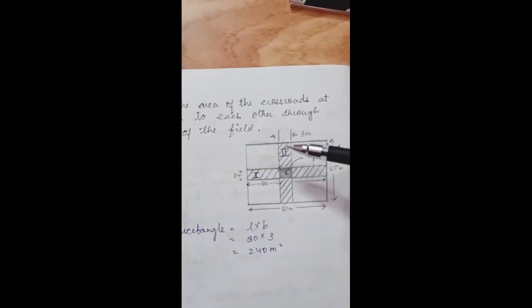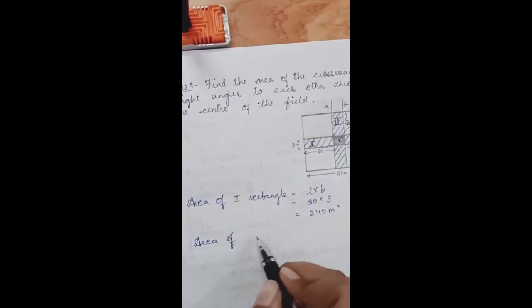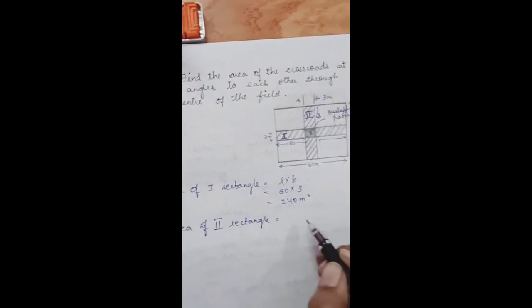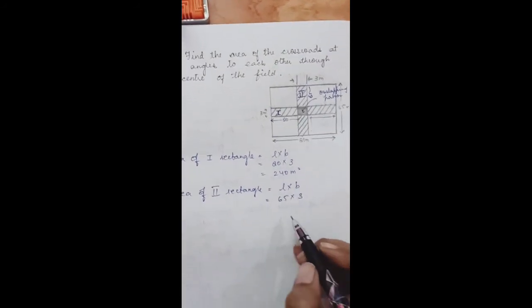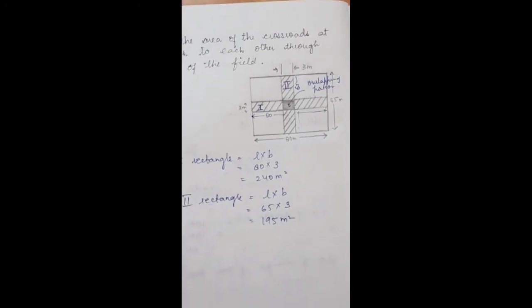Now area of second rectangle. What would be the length of second rectangle? This is 65. It means this length is also 65. Okay. So the area of second rectangle, length into breadth, 65 into 3. Here you get 195 meter square.